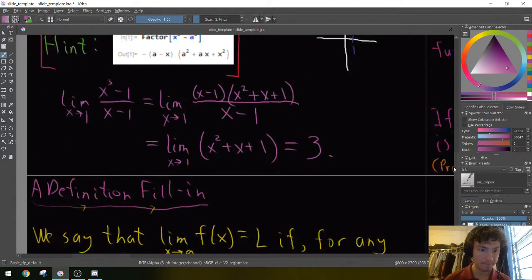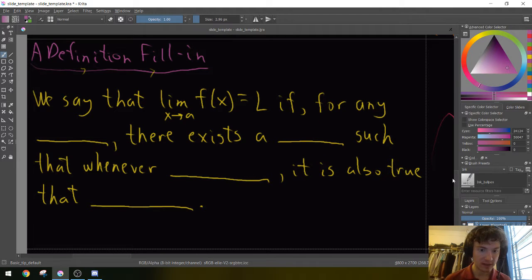Okay, good. All right. Now to make sure that you have this definition deep in your bones, the epsilon-delta definition, I've just put like Mad Libs here. So I'll ask you, what are the things that go in these blanks in the epsilon-delta definition of a limit?